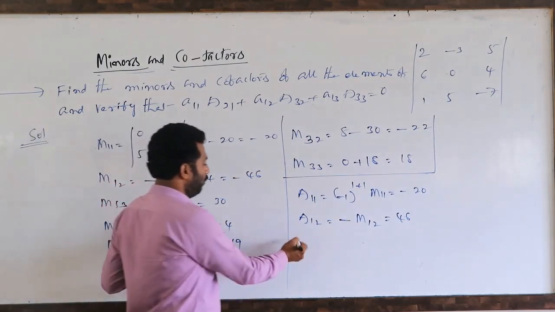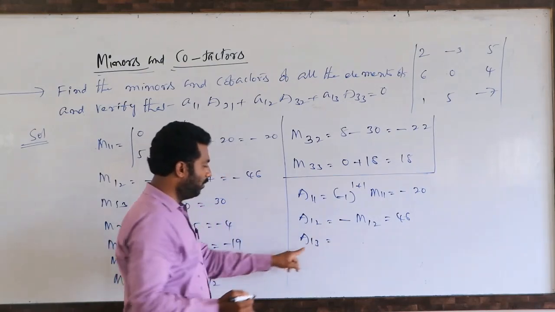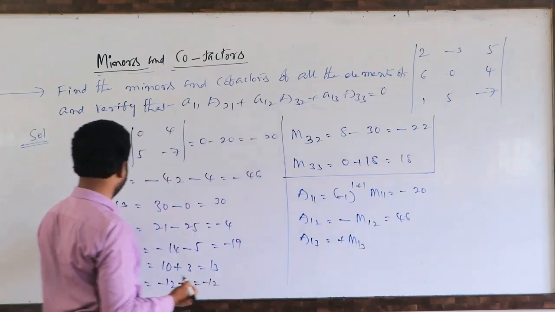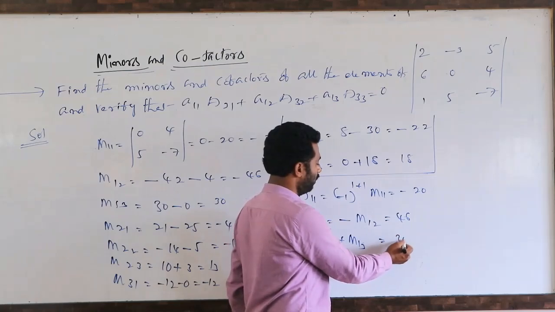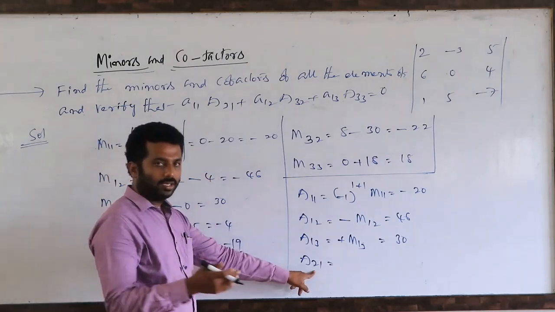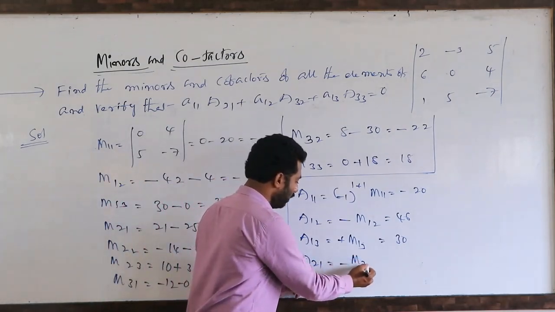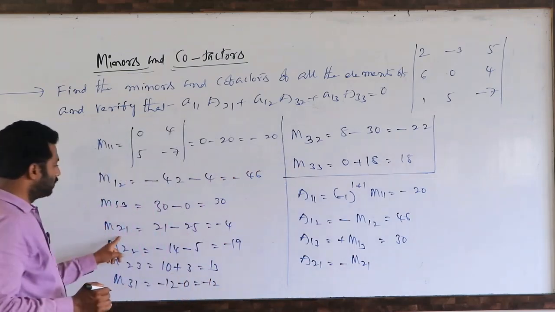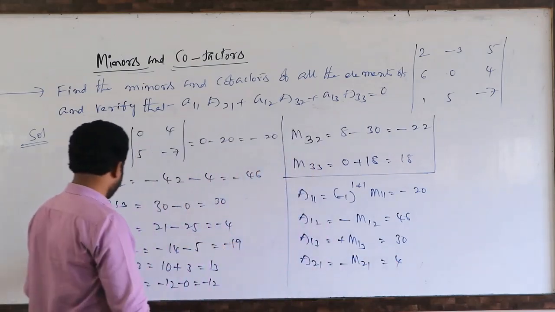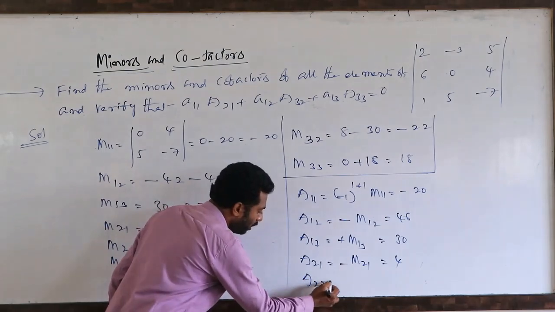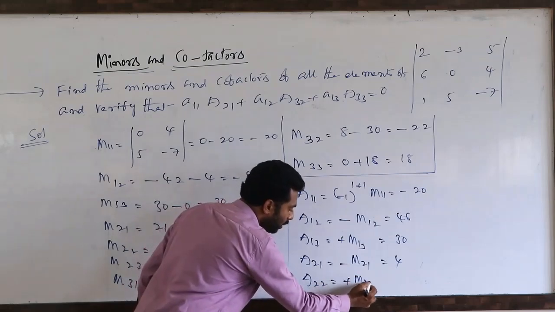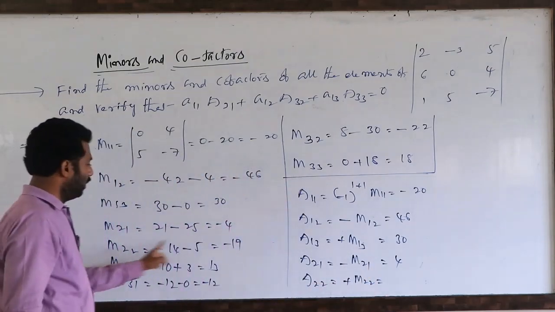M13. Now we have to calculate A13. You tell me, 1 plus 3, 4, plus, that is the corresponding minor M13. What is the M13 value? This is nothing but 30. Next, A21. 2 plus 1 how much? 3, odd number, odd number means minus M21. What is M21? Minus 4, already minus is there, so this will be plus 4. Next, A22, cofactor of second row, second column. 2 plus 2, 4, even number, plus M22. M22 means minus 19.